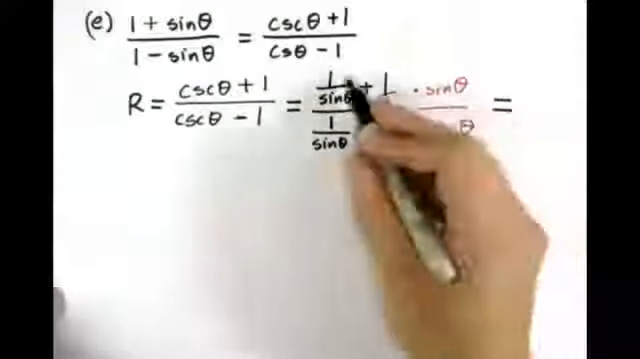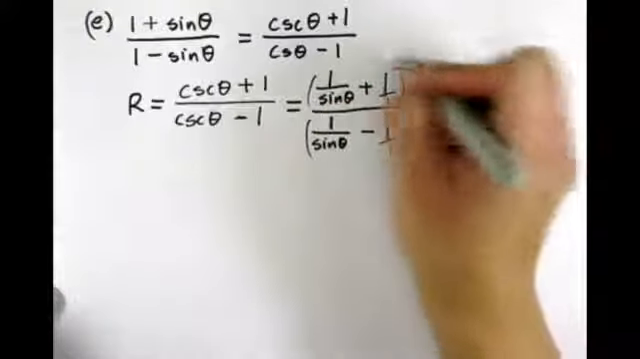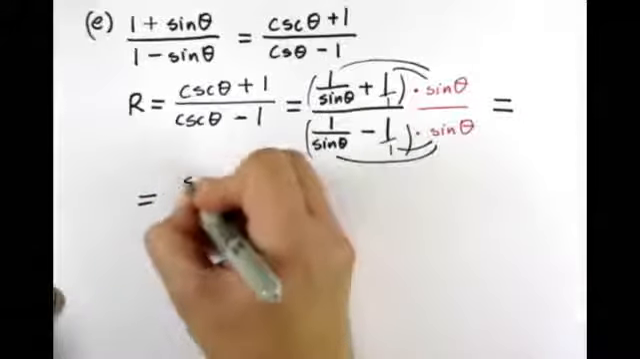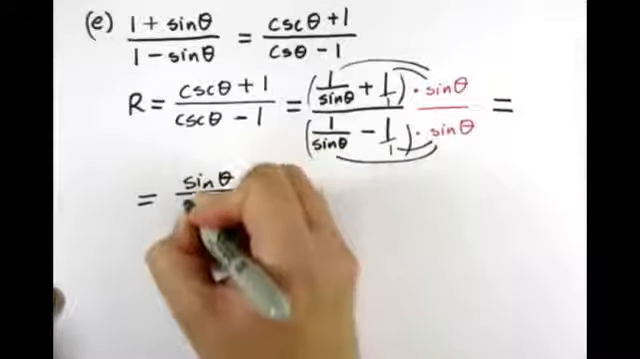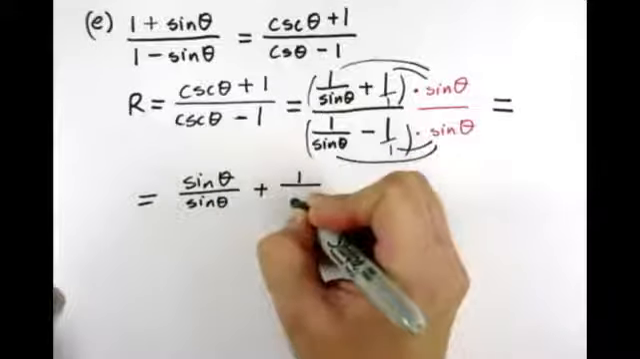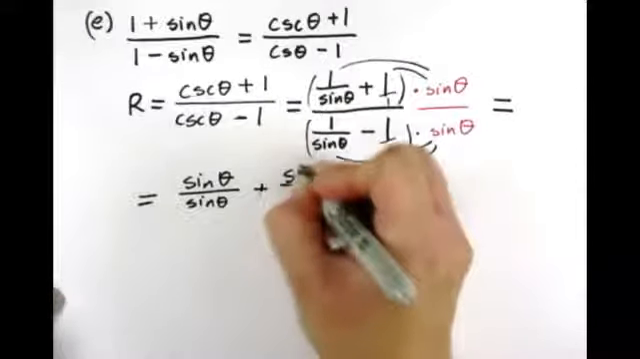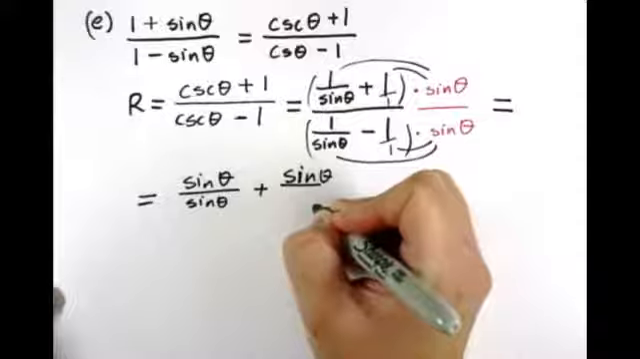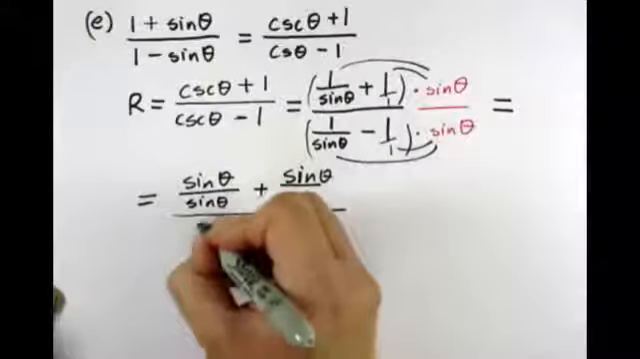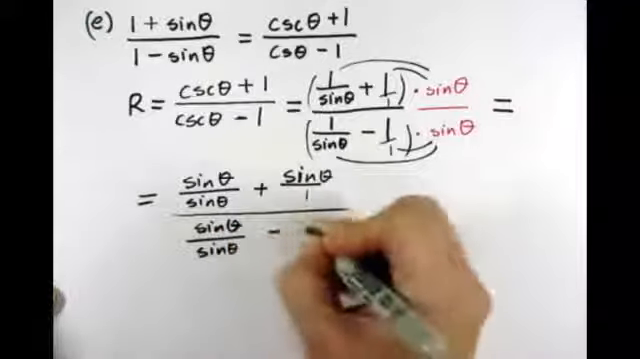So if I multiply each and every term times sine, what I'm getting is sine theta over sine theta plus 1 over sine theta, over 1 basically speaking, but that's not needed, and over sine theta minus sine theta.